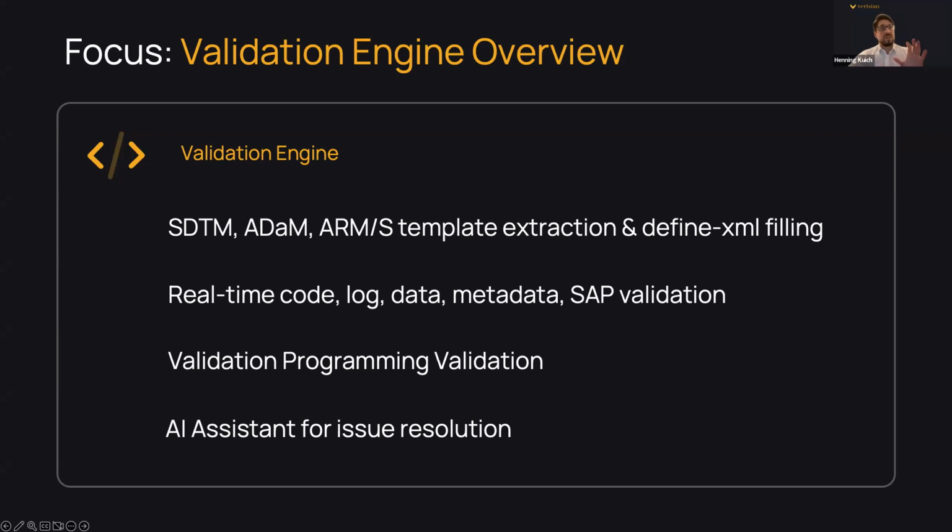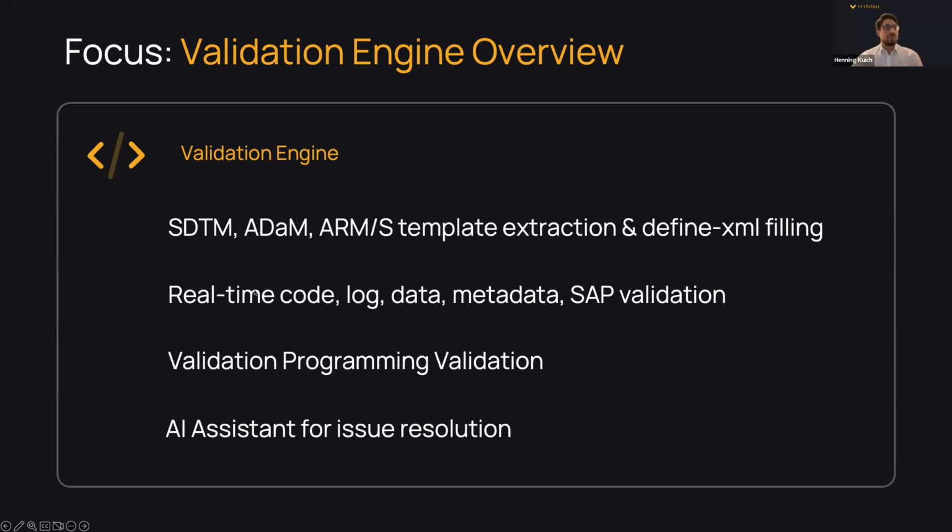So one of the things that I was mentioning before is SDTM and ADaM and ARM and TLF template extraction. So we can extract the code that creates a certain variable, because this is how we establish the traceability. On one hand, that allows us to create libraries for code reuse, but in the other sense, this is also some of the information that define XMLs need to have. And so we can help automatically updating those and filling those.